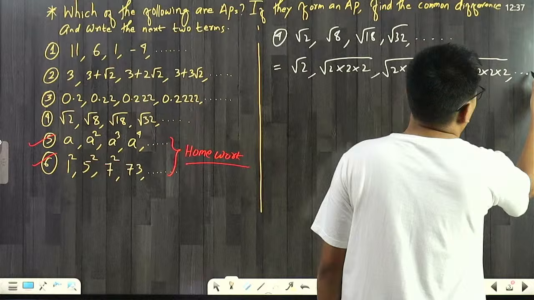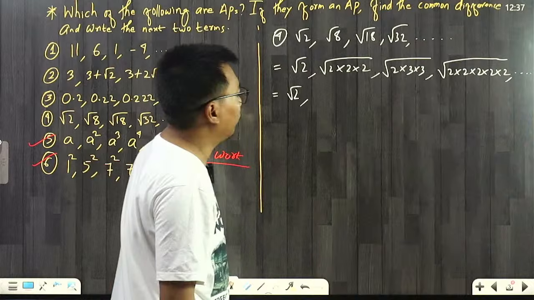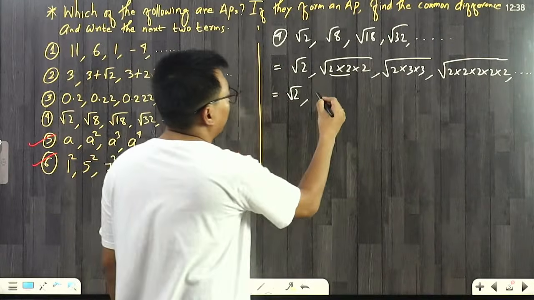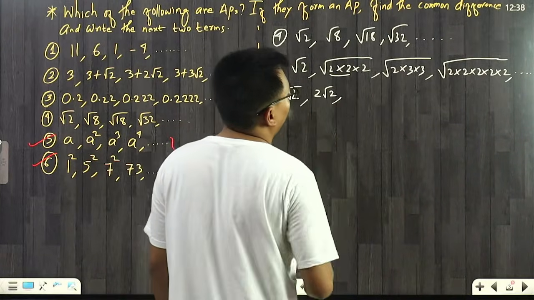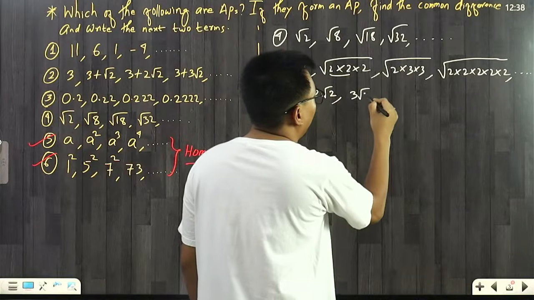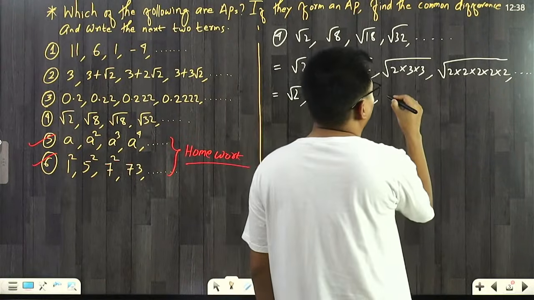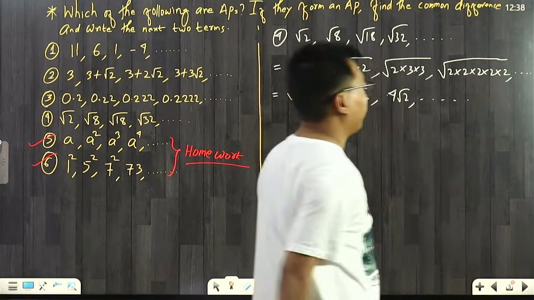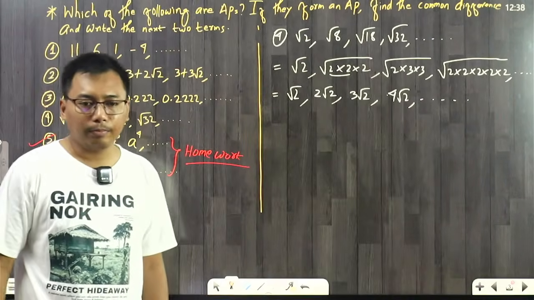If two numbers are same inside the square root, we take it out, right? So we'll get 2 root 2, 3 root 2. Here, I'll write it directly, 4 root 2. All right?